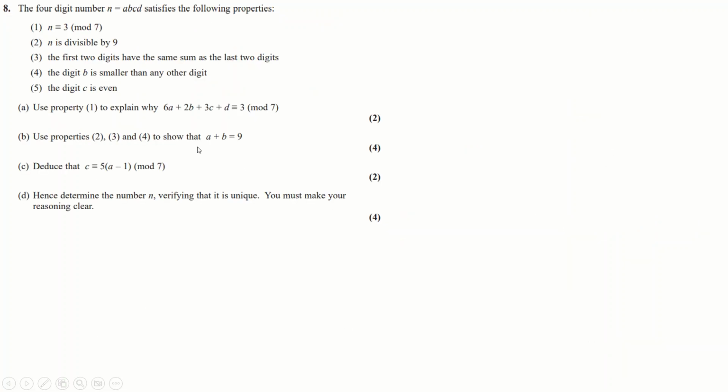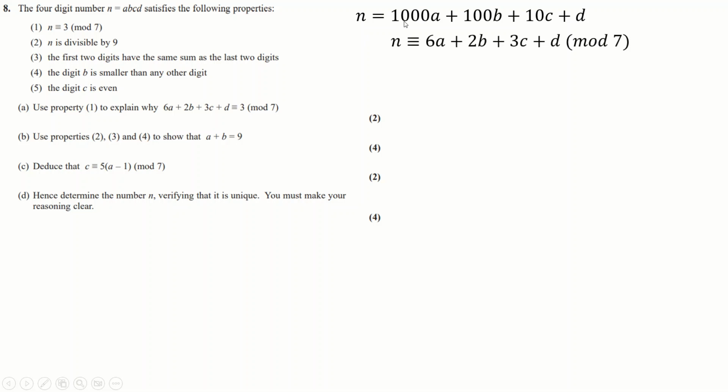Moving on to the last question. We've got, okay, so n is this. The standard thing to do here is to write n as 1000a plus 100b plus 10c plus d, because that's, of course, how place value works. n is 3 mod 7. So if we take this entire thing mod 7, 1000 is 6 mod 7. The laziest thing to do is just type 1000 divided by 7 into your calculator and see from the decimal which remainder it is. It's 0.8 something, so it's remainder 6.